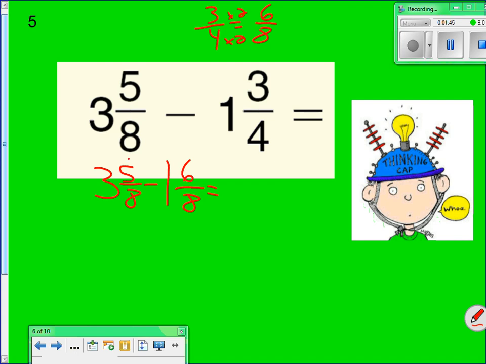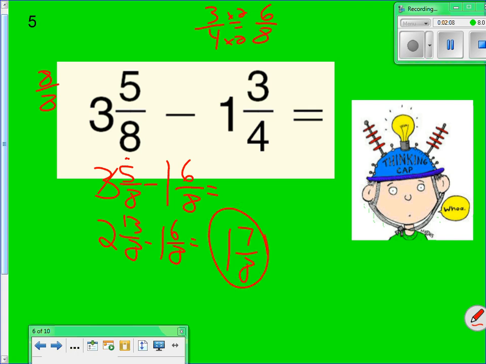Common denominators. Is this 5 larger than 6? It's not. I have to make this number bigger, so I'm going to cross off this 3. I'm going to add an 8 over 8 to the 5, so it gives me a 2. And this gives me 13 over 8 minus 1 and 6/8. 2 minus 1 gives me 1. 13 minus 6 gives me 7/8.